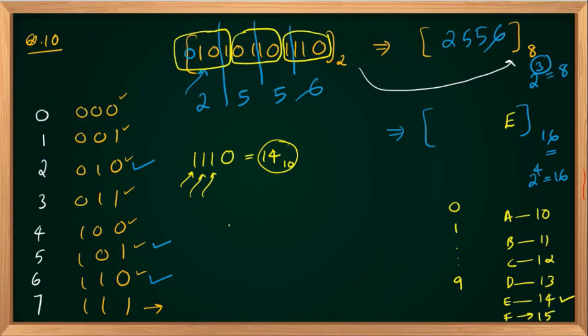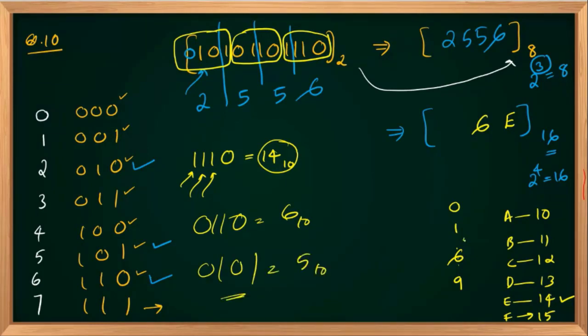The second group is 0, 1, 1, 0. That is 6. Let me check this, 0, 1, 1, 0. It's 6 only, so this is 6 decimal. So 6 itself. 5, 6, E, very good. And the last one is 0, 1, 0, 1. This is 5 decimal, so that is 5 itself. So 5, 6, E, base 16.